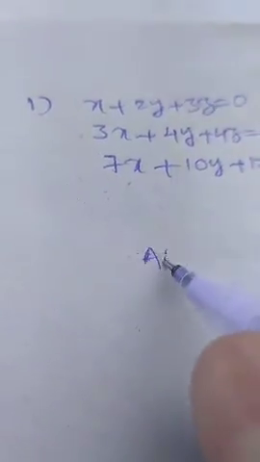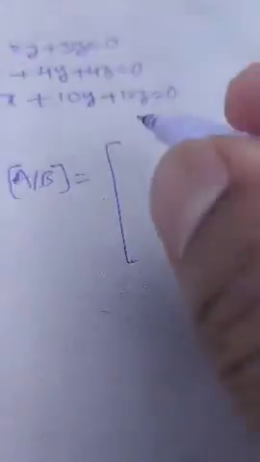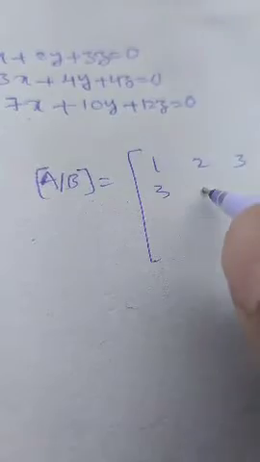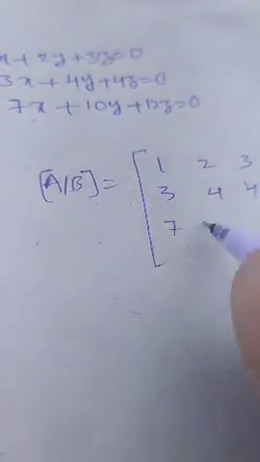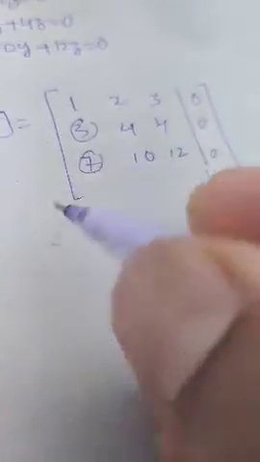Now write the augmented matrix here. What is the augmented matrix? 1, 2, 3, 3, 4, 4, 7, 10, 12. The last column is 0, 0, 0, which is the augmented matrix. Now convert it into row echelon form. So for that I am making 3, 7, 0.